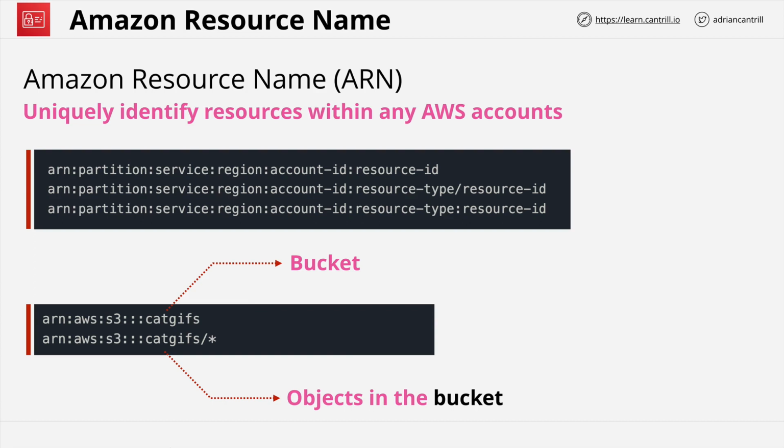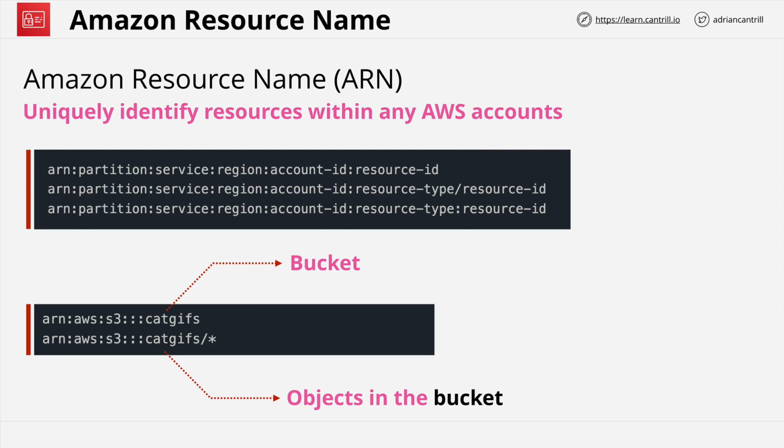So the first field is the partition, and this is the partition that the resource is in. For standard AWS regions, the partition is AWS. If you have regions in other partitions, the partition is AWS-partition name. This is almost never anything but AWS, but for example, if you do have resources in the China-Beijing region, then this is AWS-CN.